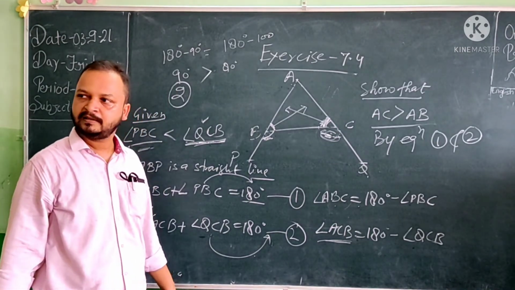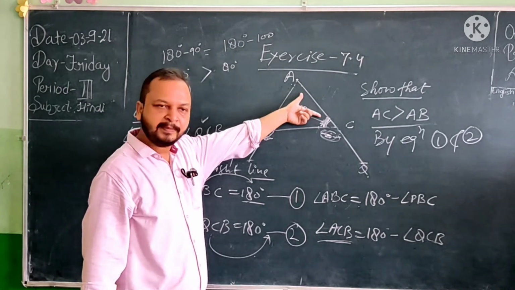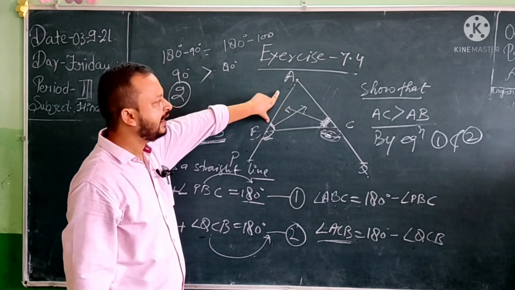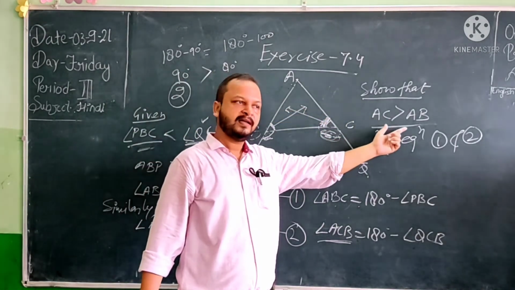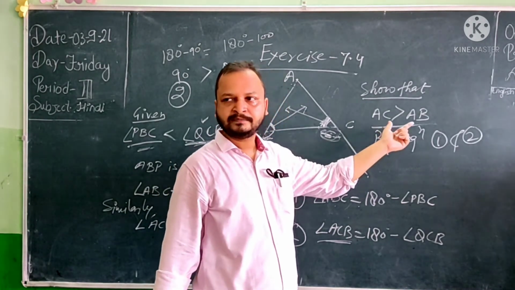बात समझ में आ रही? ठीक है. तो अब B का अपोजिट साइड कौन सा है? AC. So it means AC is greater than AB, right? ये पार्ट समझ में आ गया? खुद से आप लोग कर लेंगे? डाउट तो नहीं है?